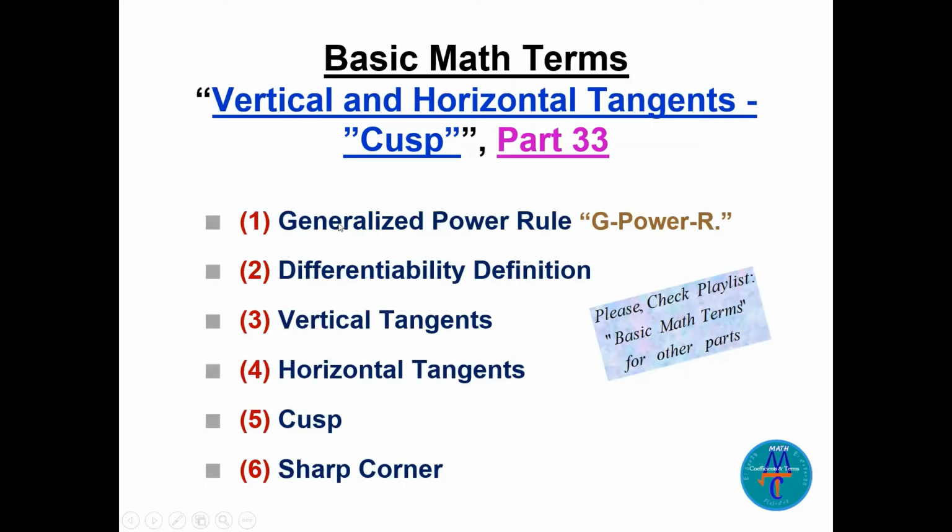These are the terms: generalized power rule, which we have seen also, just to stress the idea, differentiability definition, vertical tangents, horizontal tangents, cusp, and sharp corner.